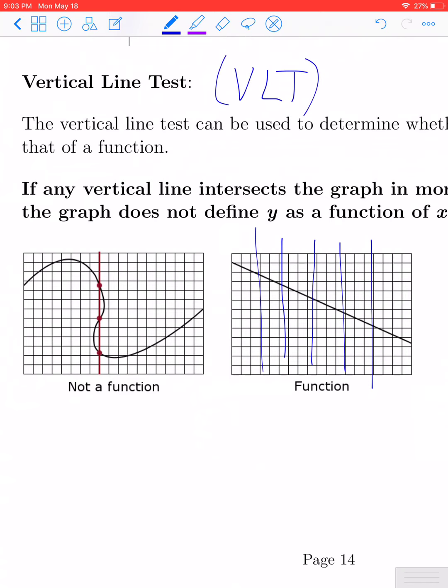Conversely, if there exists any vertical line, so if you can find even a single vertical line that has more than one point of intersection with the graph, then that graph will not be a function. So y is not a function of x.